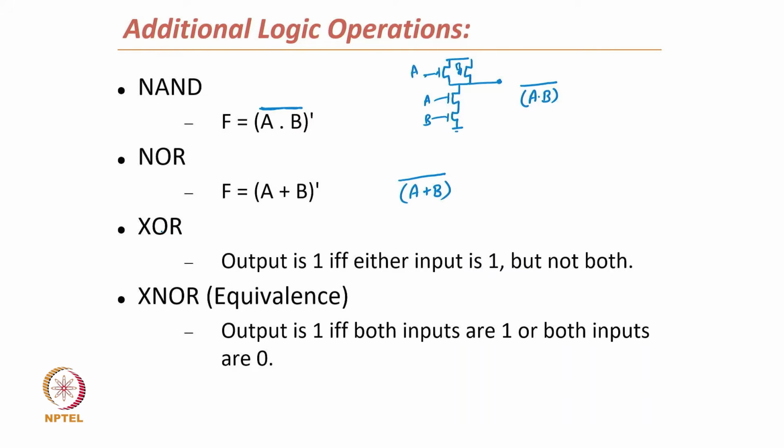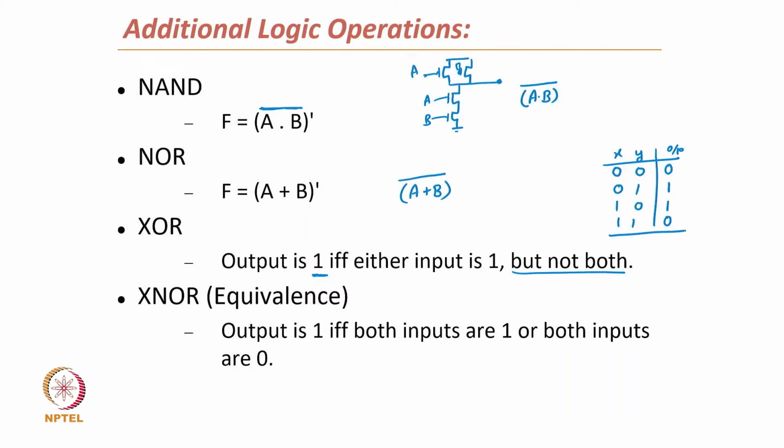Similarly, the XOR gate is the gate where the output is 1 if and only if either input is 1, but not both. So, for example, you have 0 0, 0 1, 1 0, 1 1, these are x and y values. So, the output is 1 if and only if either input is 1, but not both. So, for 1 1, this is not 1, this is 0.